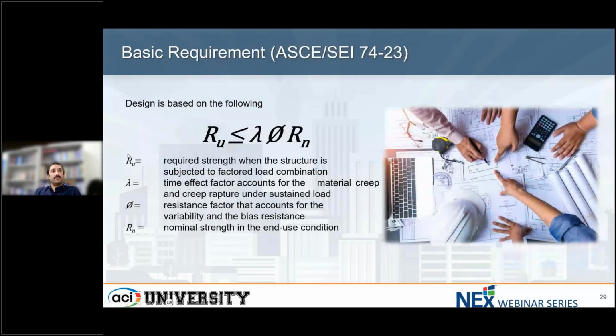At the core of ASCE 74 is a fundamental design equation. As you can see in this slide, R sub U represents the required strength based on the factored load and should be equal to or less than R sub N, which is the nominal strength of the structure. And we have the terms lambda and phi, which represent the time effect factor and the resistance factor. The first one, the time effect factor, accounts for material behavior under sustained load, and the second one, the resistance factor, addresses the inherent variability in FRP properties, adding an extra layer of reliability to our design calculation.